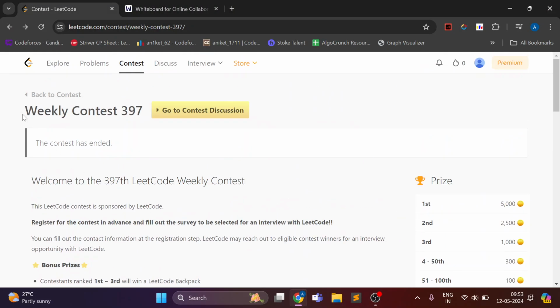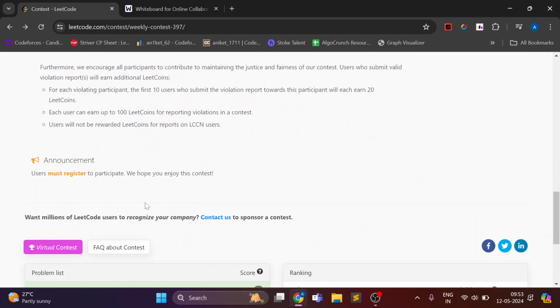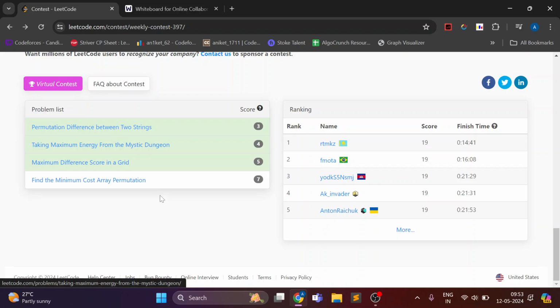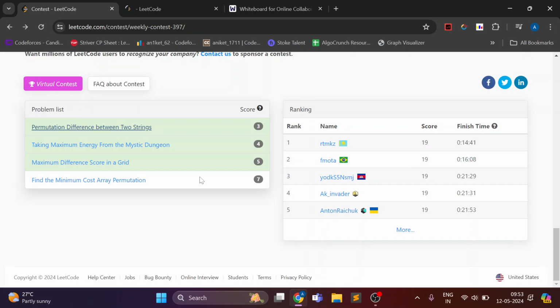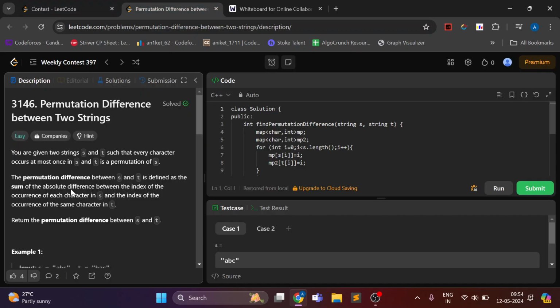So today we'll discuss weekly contest 397, and I was able to solve the first three problems, but the fourth problem was somewhat, I would not say tricky, but we'll discuss that at the last. Not a complete editorial, but an approach for it. So first let's start with the first question.